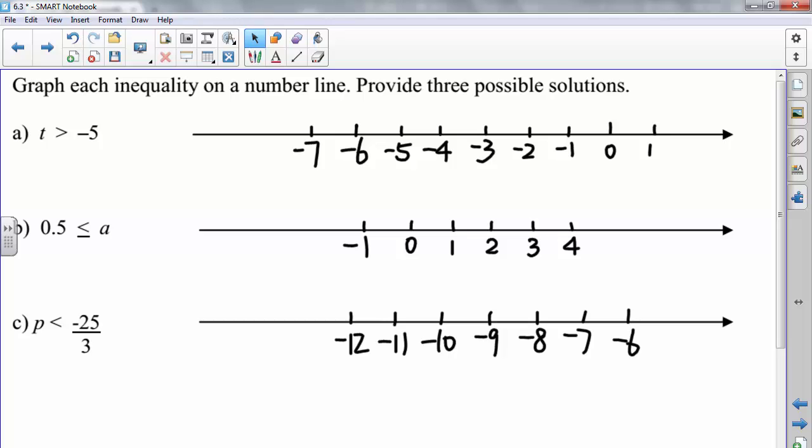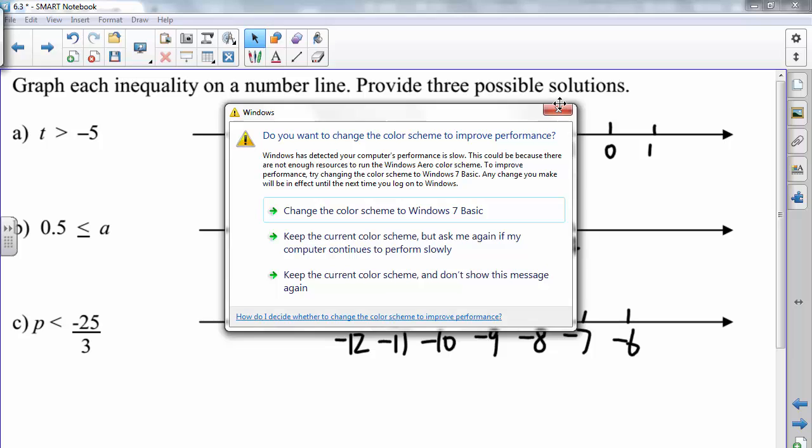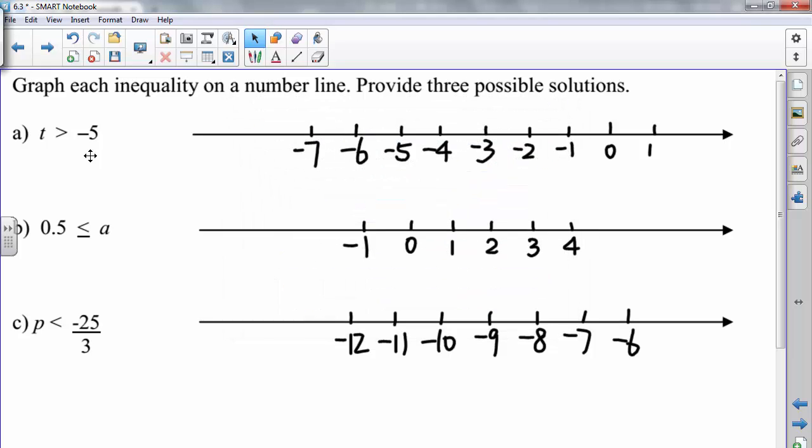After we learned how to graph a linear inequality on a number line through example 4, let's look at 3 more examples. Graph each inequality on a number line. Provide 3 possible solutions. Let's look at the first one. T is greater than -5.